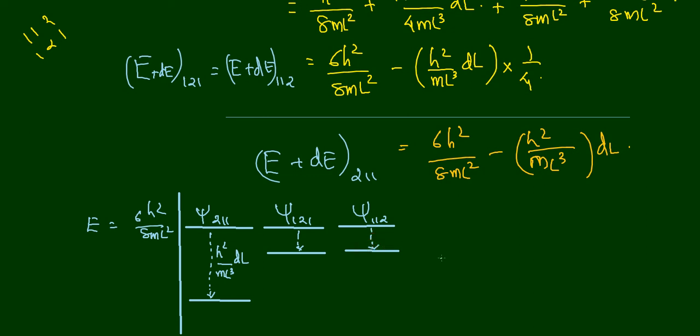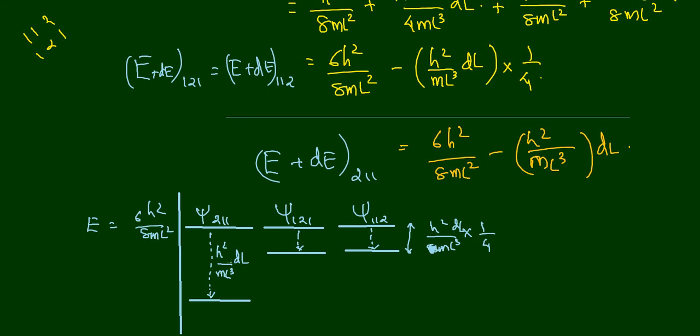Okay. So these two energy states are also coming down, but the energy difference in this case is h square divided by ml cube dl into 1 by 4, not 8 ml. I always say 8 because of repetition syndrome. So h square divided by ml cube dl into 1 by 4. Here it is h square divided by ml cube into dl.